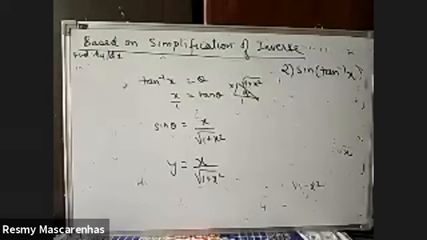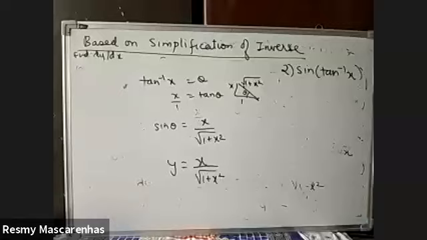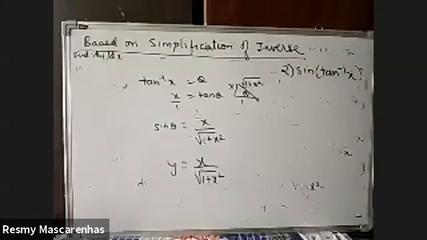In which form is it? Can you directly differentiate? Can anyone tell me in which form it has come? Rationalization? No, rationalization will be for limits. Here, u upon v. Yes, u upon v. So it will be in u upon v form. So this will be u and this will be v.